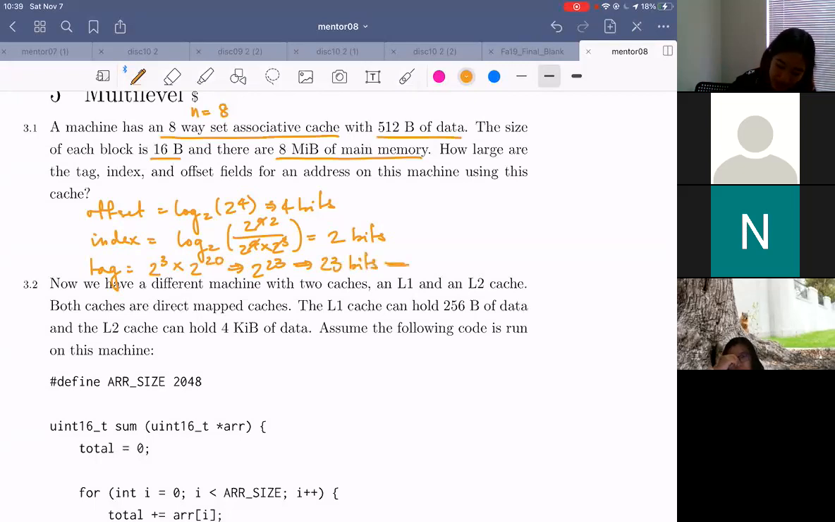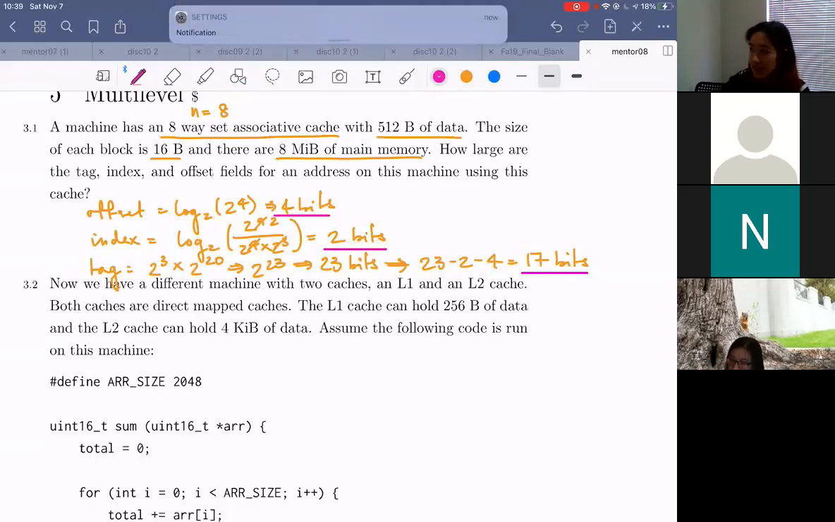So to actually get our tag bits, we'll have 23 minus 2 minus 4, which is going to give us 17 bits for our overall tag bits. So our final answers are going to be 4 for offset, 2 for the index, and then 17 for the tag bits. Are there any questions for this part?